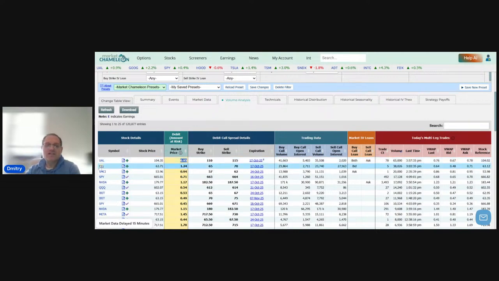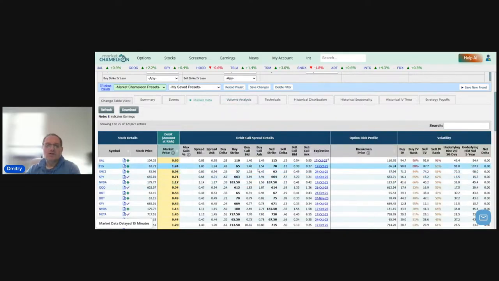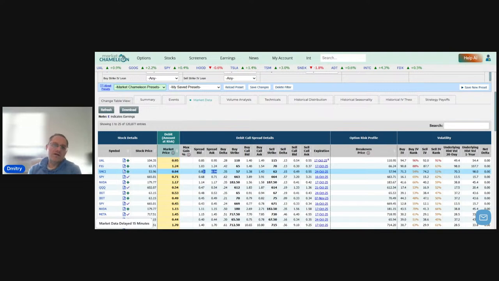Same here, FIG, right? Market price $1.24. We could actually look, I think here's the market data. So these are the debit spreads, and these are the market, the spread bid, the spread ask, spread bid, spread ask. Okay, so these are the market prices, and we're analyzing it from the ask side, because if you're buying a call spread, you're looking at where it is offered.